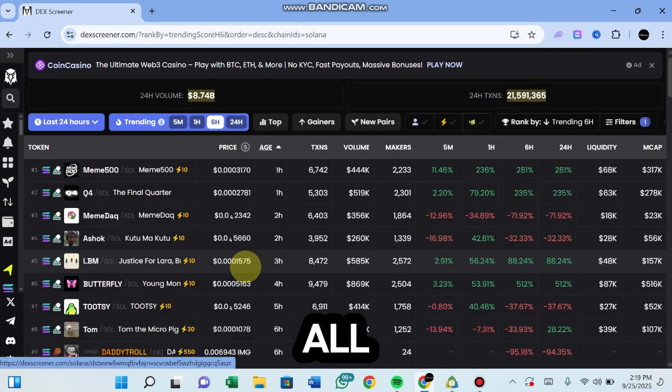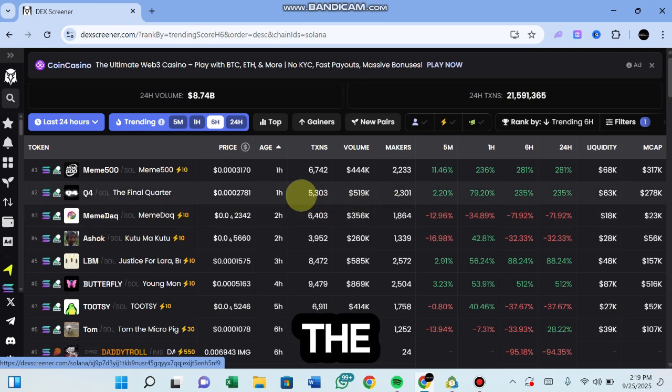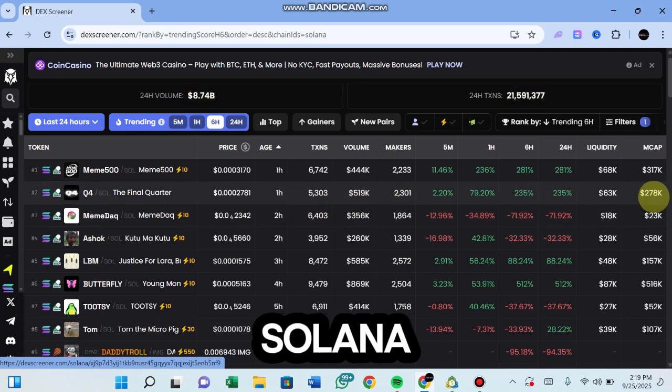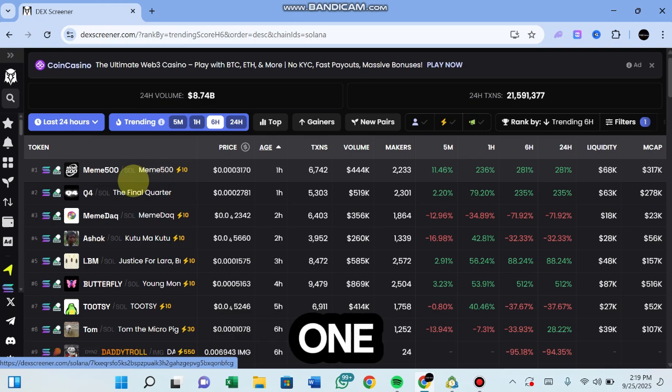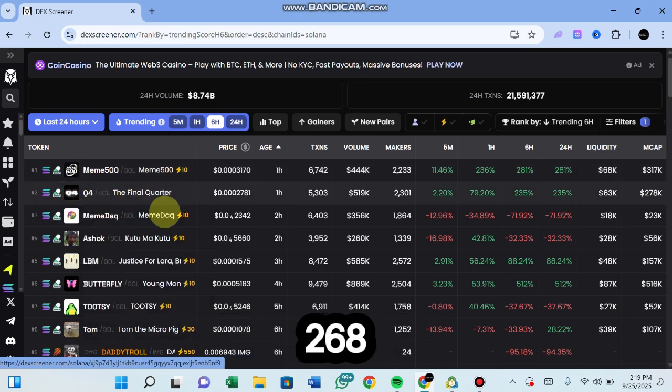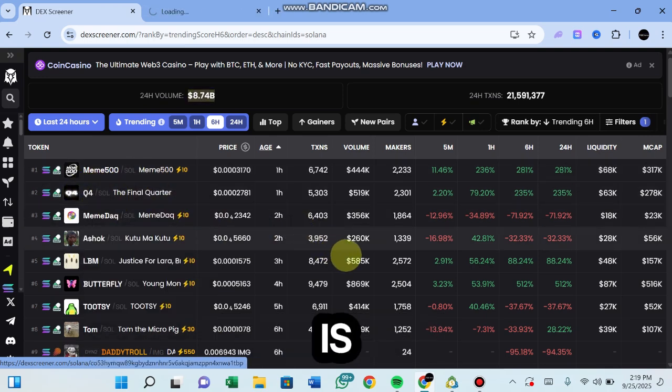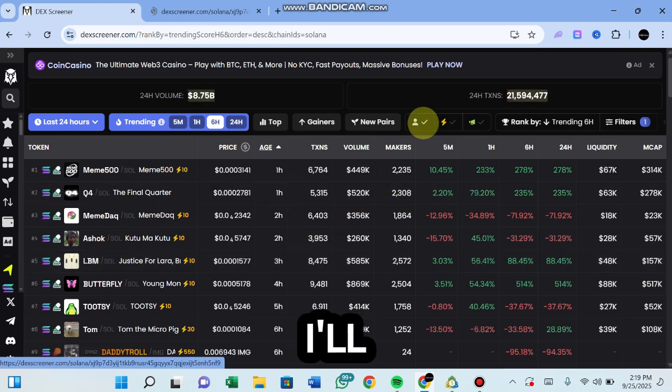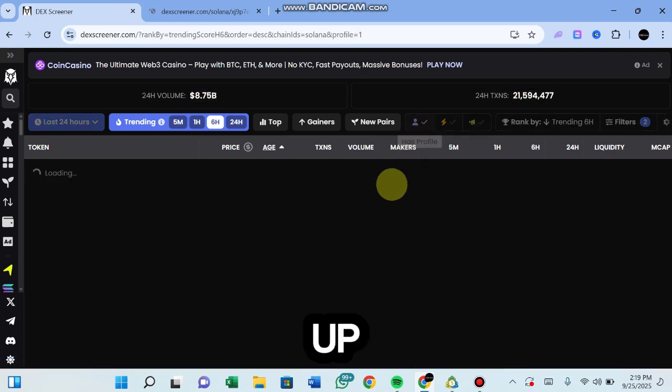So when I do this, all the coins it brings out for me will be the ones listed under Solana. As you can see, this particular one, the market cap is about 278K. I think I like this. What I need to do is simply open it up in a new tab. I'll open up a couple of them, probably up to five.